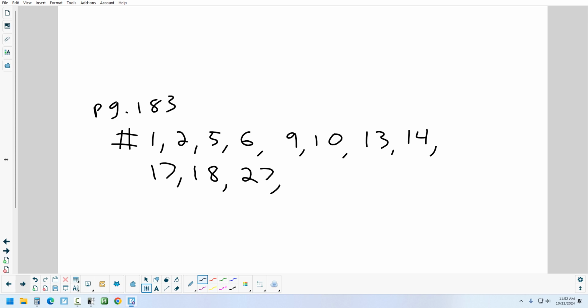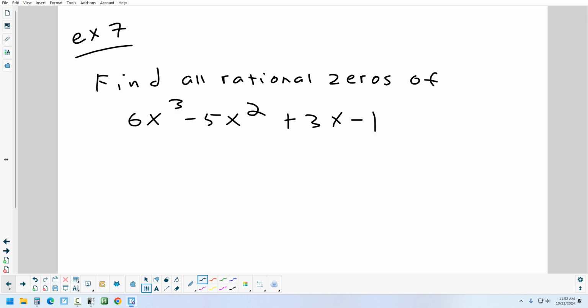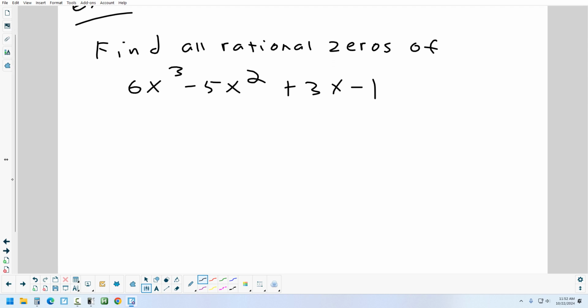Okay, let me just see, I had a bunch. They're all kind of the same thing. We'll try this one. If we have time, we can try that one. Okay, find all rational zeros. Okay, I don't even know where to start. So what's my first step to get a list of possible numbers to work with? Find the factors, do the P's and Q's.